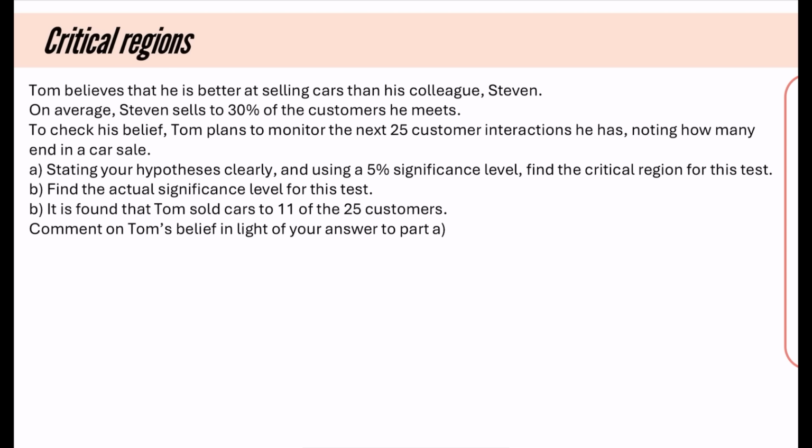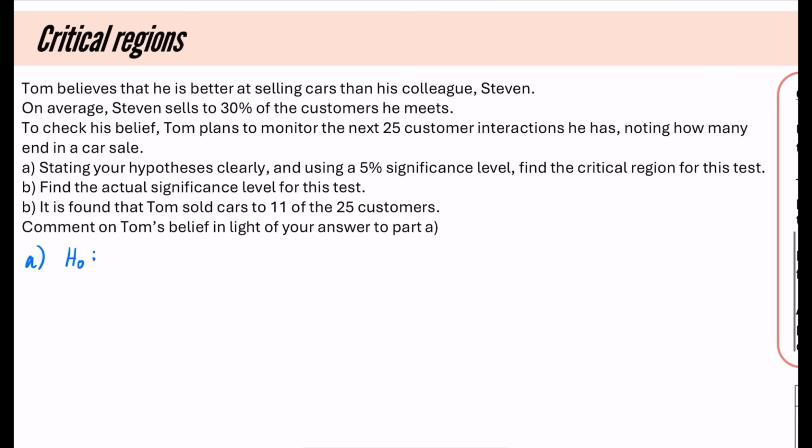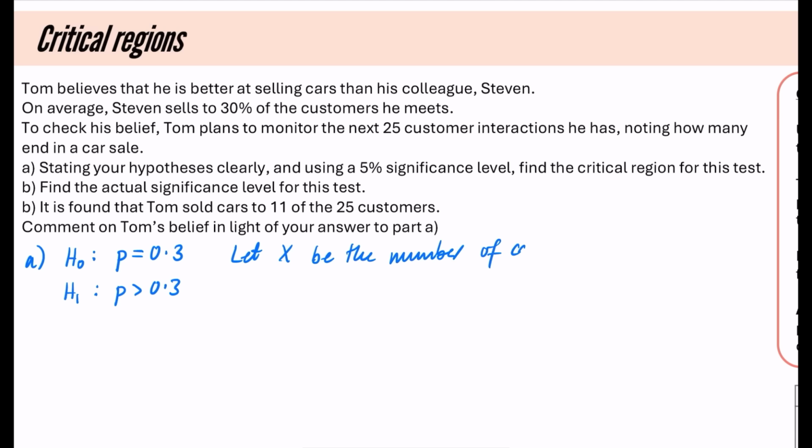Okay, so we're going to start off by writing down the hypotheses. The null hypothesis is that he is just the same at selling cars as Stephen. So we're just going to say that the probability is 0.3. But Tom's belief is that he is better, so he is going to be selling more than 30% of the cars. Again, you don't need to write these bits, but I like to do it. Let x be the number of cars sold.